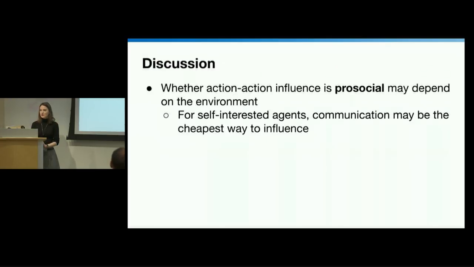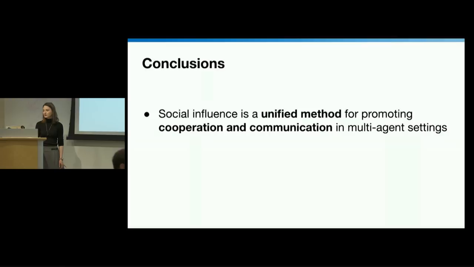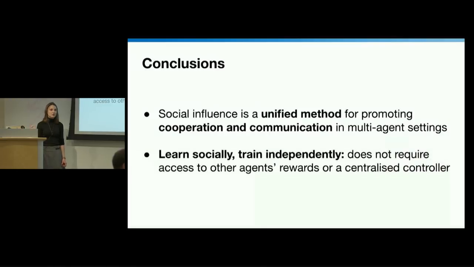I just want to say, we mentioned already that whether the influence is pro-social could depend on the environment. However, communication may be a cheap and easy way to influence others while still obtaining your own reward. Influence via a cheap talk communication channel should benefit the listener, but only if the agents are interacting repeatedly, otherwise you could lie. So in conclusion, this is a unified method for promoting cooperation and communication, and you can use it to allow agents to learn socially from each other while still training independently. Okay, one minute over. Questions?